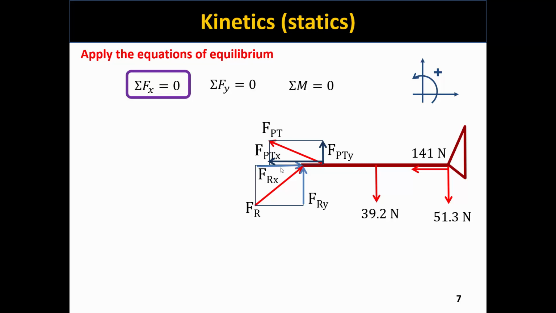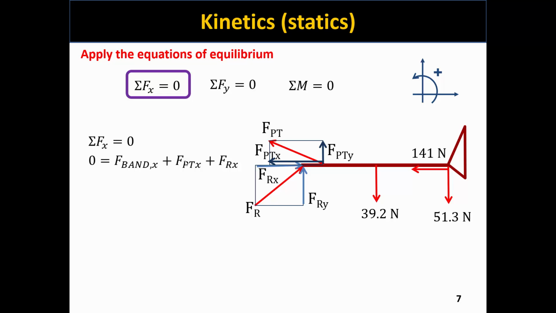So now that we've resolved all of our forces into X and Y, we can selectively move through our equations of equilibrium, and we always start with our X direction. So we always state the equation. We always write down the sum of the forces in the X direction will equal 0, and you can move the 0 to the left hand side, and then you start adding up all of the X forces.